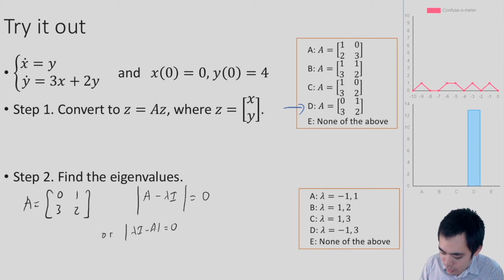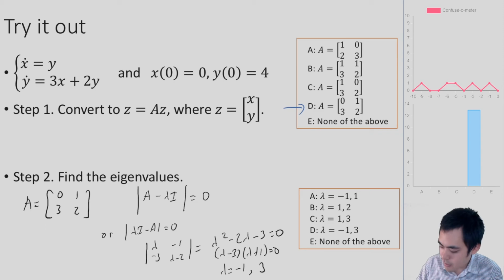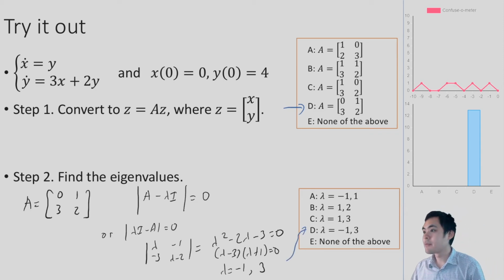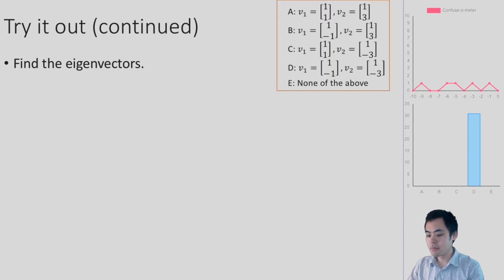Okay, so let's see what this is. This is lambda, minus 1, minus 3, lambda minus 2. This is equal to lambda squared minus 2 lambda minus 3 is equal to 0. Lambda minus 3 times lambda plus 1 is equal to 0, so lambda is equal to minus 1 or 3. Yep, so it is again D. Okay, so the next step is going to be a little bit more time consuming, but what we need to do is find the eigenvectors. So what are the eigenvectors to this equation?